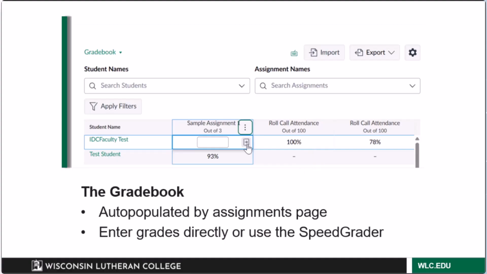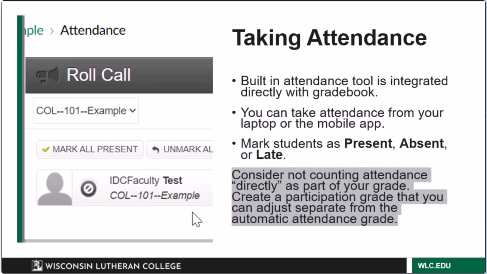Typically, when you click on the attendance page, you are greeted with what is called the roll call. It's a very simple roll call page. There's not a lot that you can do in here. There are no sessions. You simply go in when you have class, open up the roll call, and click on the students. Notice you can mark all of them present or unmark all of them. And you really only have three options: present, absent, or late.